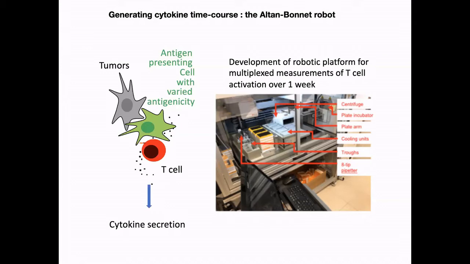And so this is where, with our collaborators, what we've been doing is to develop a robotic platform to do essentially multiplex measurements of T cell activation over a very, very extended period of time. So you can measure things over 1 week. And so in the next slide, just to illustrate exactly what this robot is, I have a small video to show you.